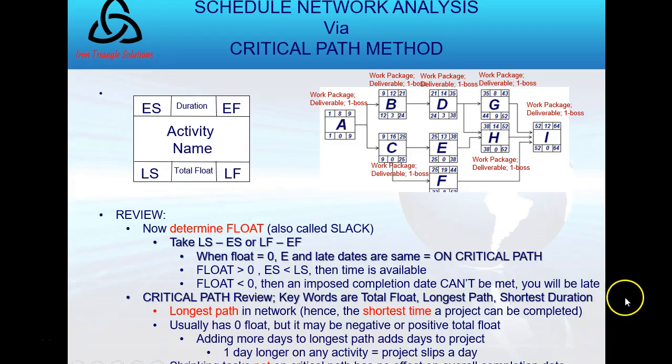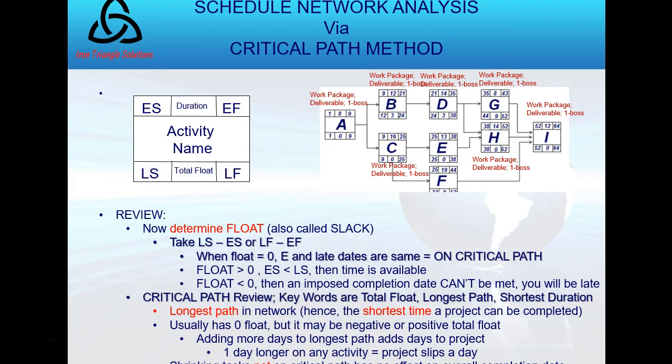Okay, continuing now in the theater of the mind, which is schedule management. So we are working the schedule network analysis, which is my schedule network diagram, the relationships, but now I put times into them. And I'm doing it by the critical path method, which will be on any exam.